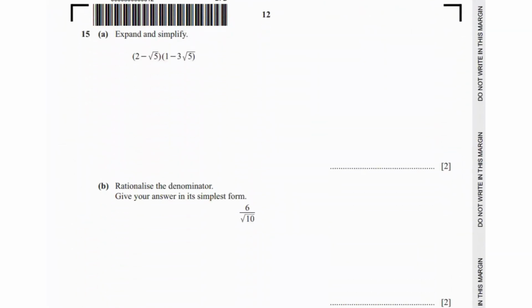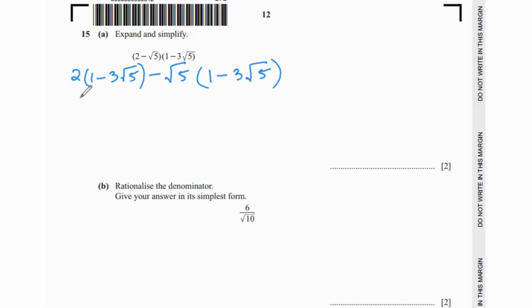Then it is expand and simplify, so we have double brackets, and inside the double brackets we have surds. So 2 gets multiplied with 1 minus 3 root 5, and then negative root 5 gets multiplied with 1 minus 3 root 5. The expansion is pretty much the same as when you're expanding brackets with variables, but just one little step is different when you're simplifying it after the expansion.